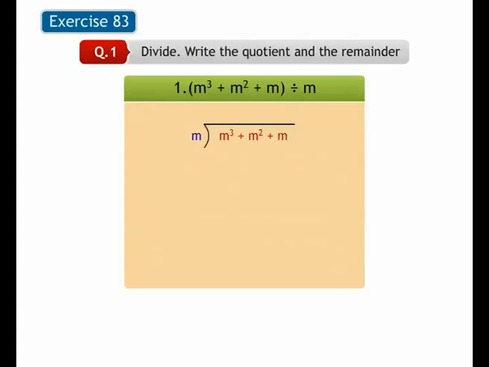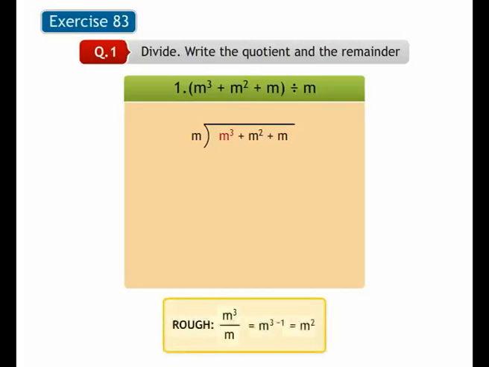This is again the same type of sum as we have solved earlier, but the only difference is we have to separate the dividend into 3 parts instead of 2 parts. That is m cube plus m square and plus m. To solve this sum, we will divide m cube with m, in numerator-denominator form. That is m cube upon m.